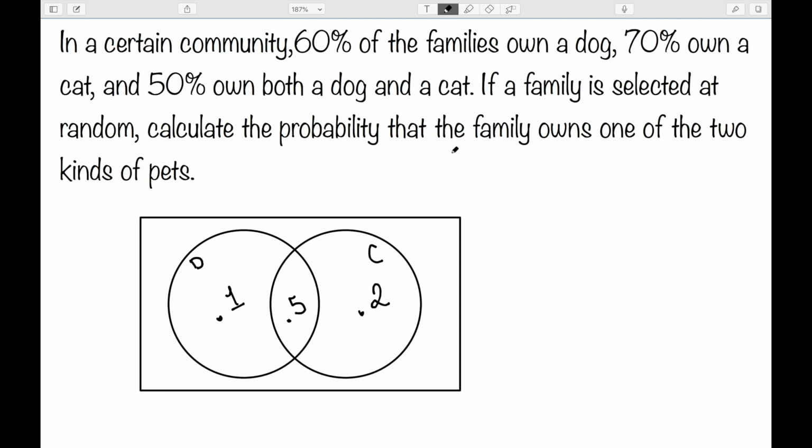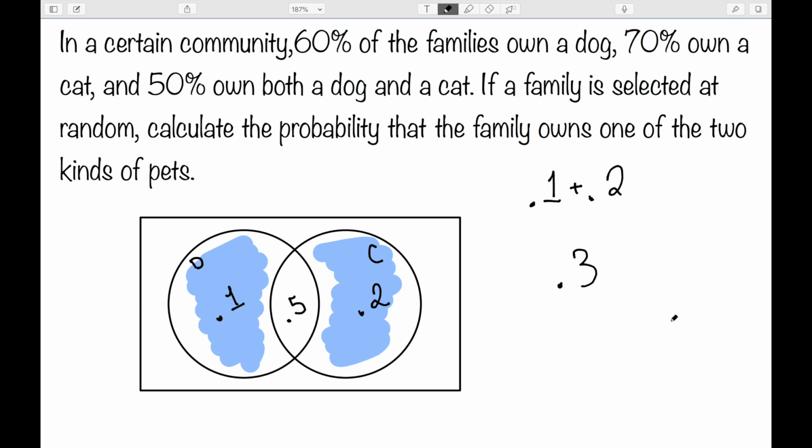Finally, we want to calculate the probability that a family owns one of the two kinds of pets. So just a dog or just a cat, but not both of the kinds of pets. So we would add 0.1 plus 0.2 to get a total probability of 0.3.